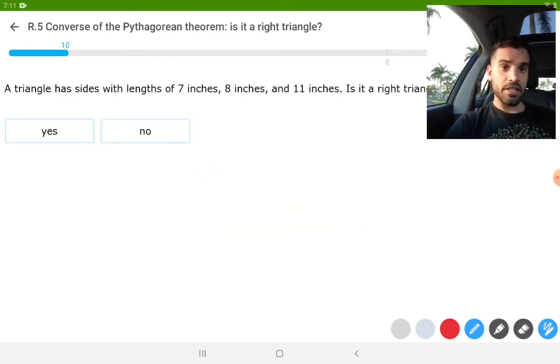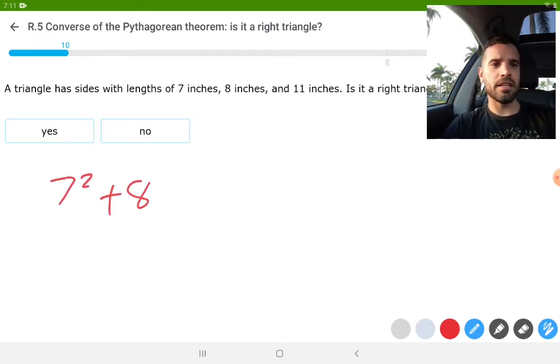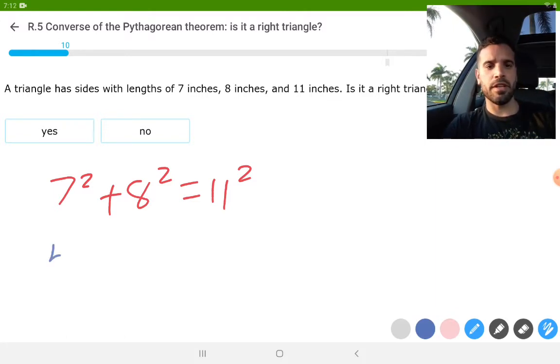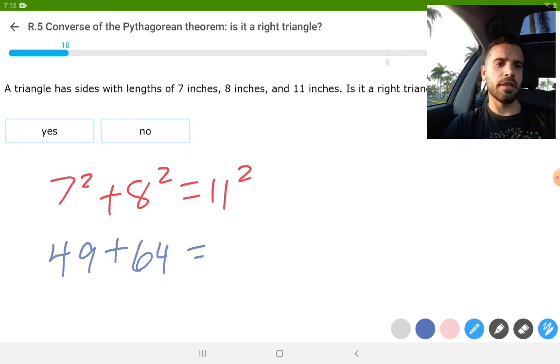Okay, so in this problem, we're given the side lengths of 7, 8, and 11. 7 and 8 both represent the legs, and 11 is our hypotenuse. So we go ahead and solve what we can on the left side of the equation. 7 to the power of 2 is 49, and 8 squared is 64. 11 squared is 121, and when we add 49 plus 64, we get 113.